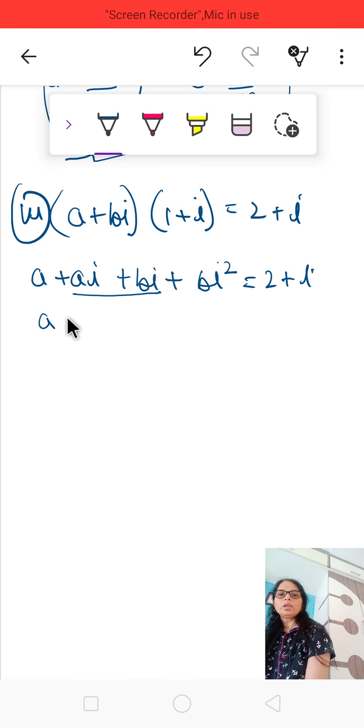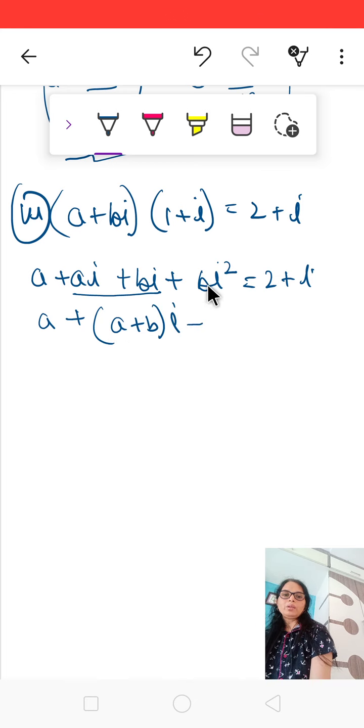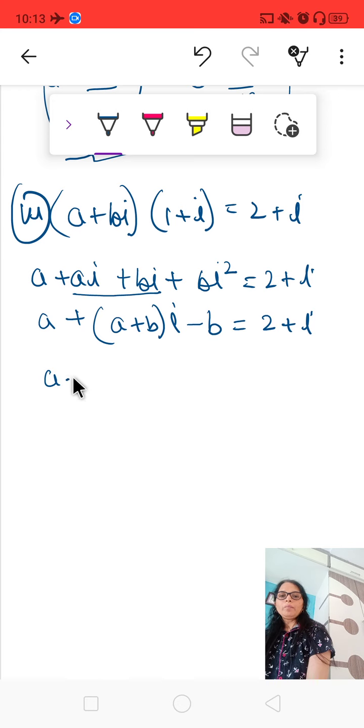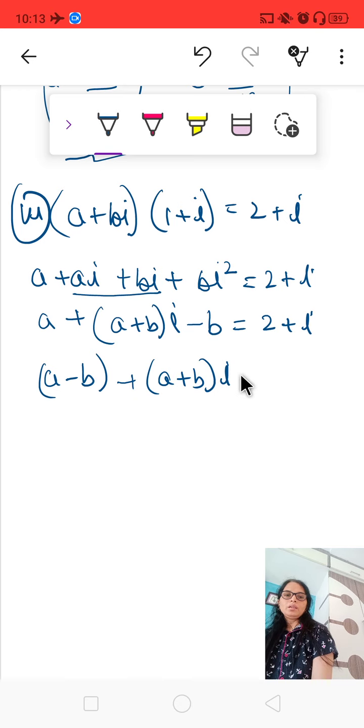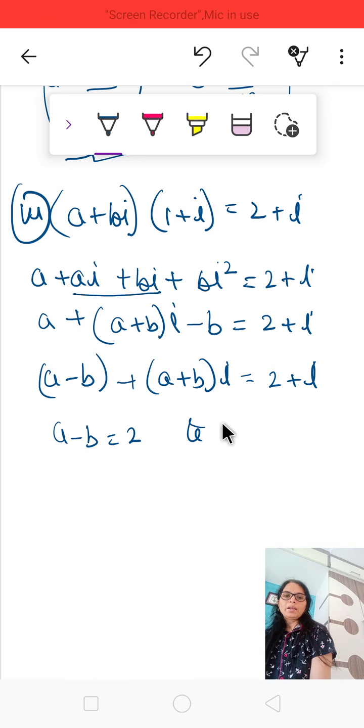तो ये तो a हो गया, and if I take i common from these two terms, I will make it like this, and all of you know the value of i square is -1, so I will get here minus b equals 2 plus i. Now here a minus b plus a plus b i is equal to 2 plus i. Now compare: a minus b is equal to 2 and a plus b is equal to 1, because i gets cancelled and I am remaining with them.